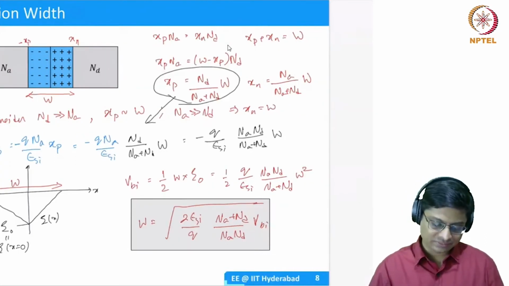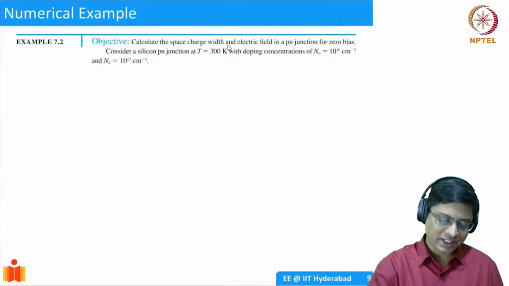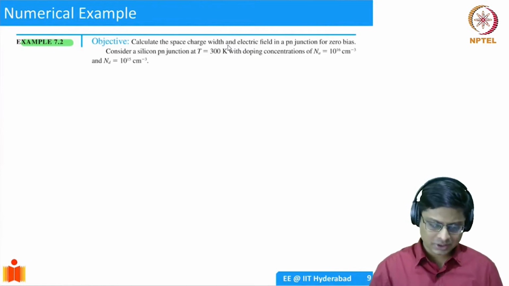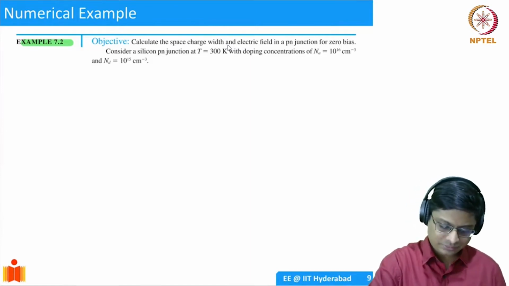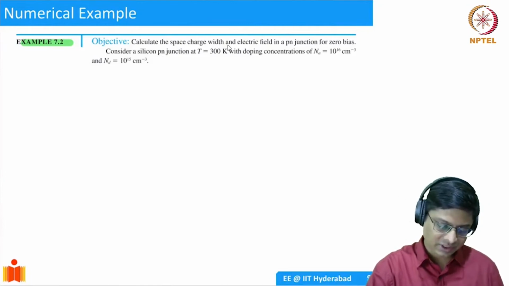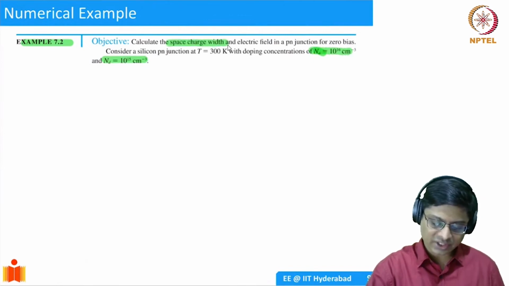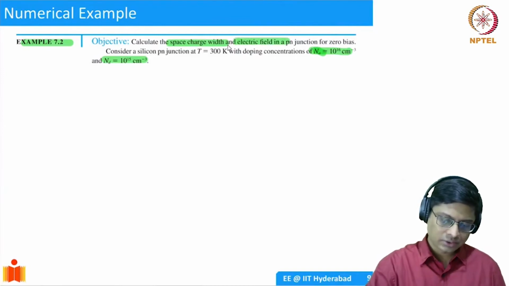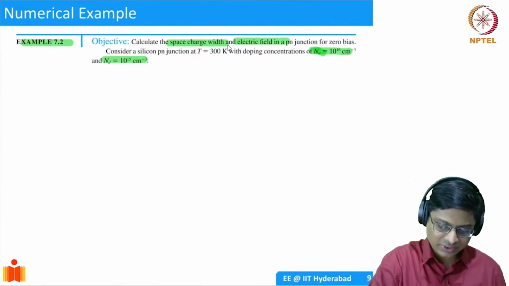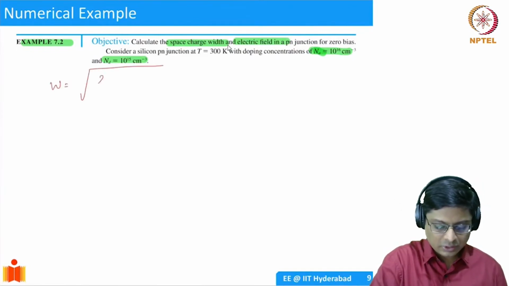And I could actually calculate these things. Okay. So I've taken another example from 7.2. There is a solution in the textbook. You can verify if you have any doubts. So essentially, you're given a semiconductor with Nd and Na, and asked to calculate the space charge width, which is essentially W, and the electric field. I'll just rewrite these expressions. My width of the depletion region, as we just saw, was the square root of 2 epsilon silicon divided by q, Na plus Nd divided by Na Nd times VBI.